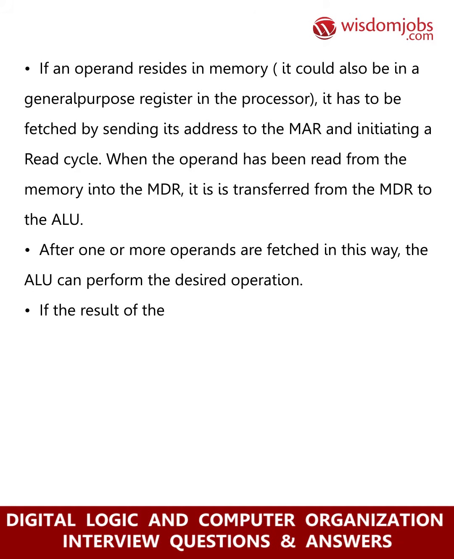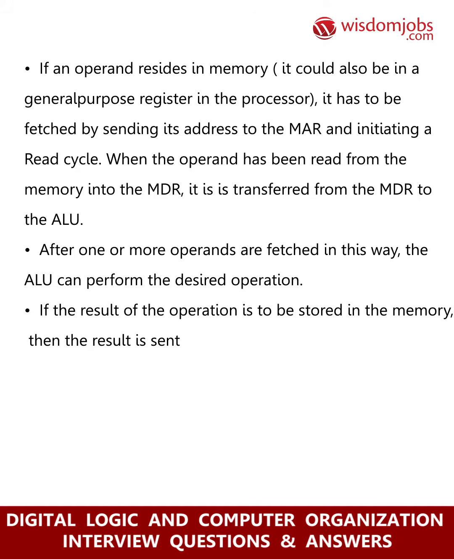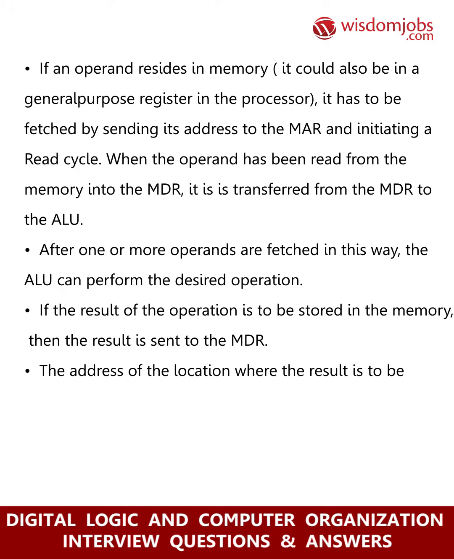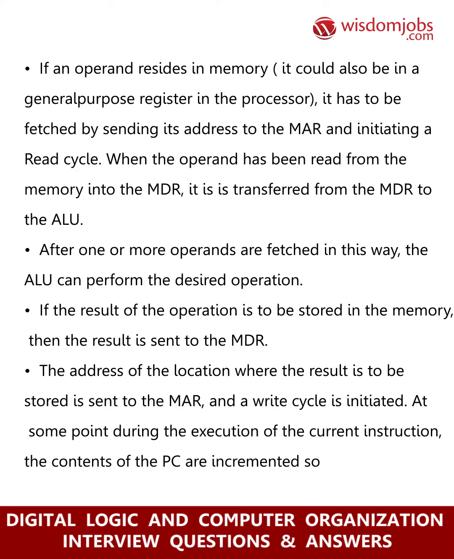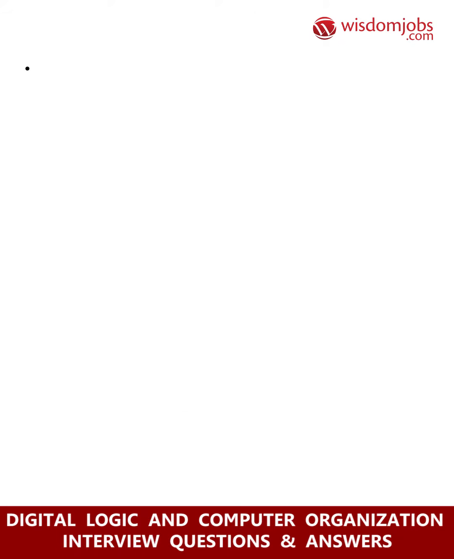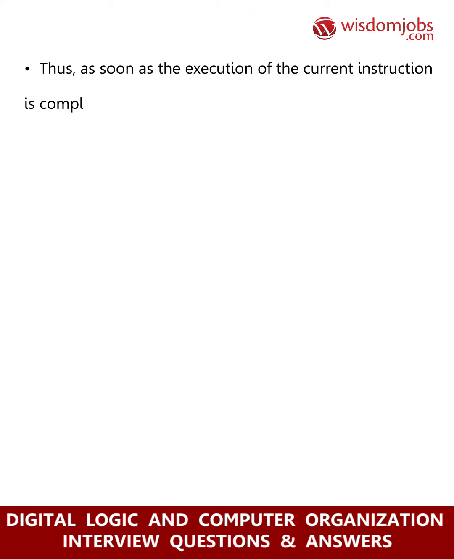If the result of the operation is to be stored in the memory, then the result is sent to the MDR. The address of the location where the result is to be stored is sent to the MAR, and a write cycle is initiated. At some point during the execution of the current instruction, the contents of the PC are incremented so that the PC points to the next instruction to be executed. Thus, as soon as the execution of the current instruction is completed, a new instruction fetch may be started.